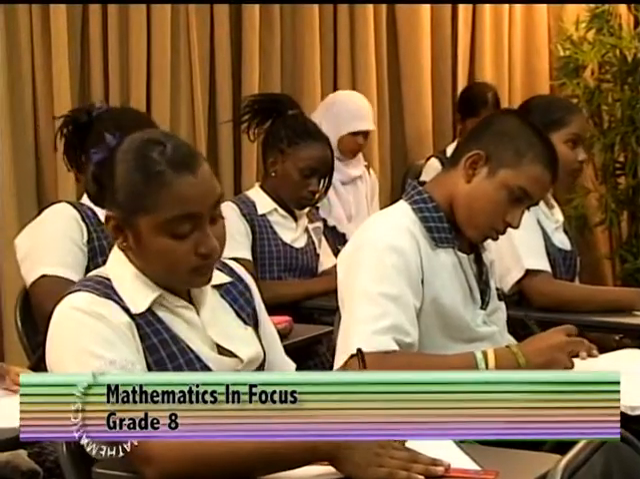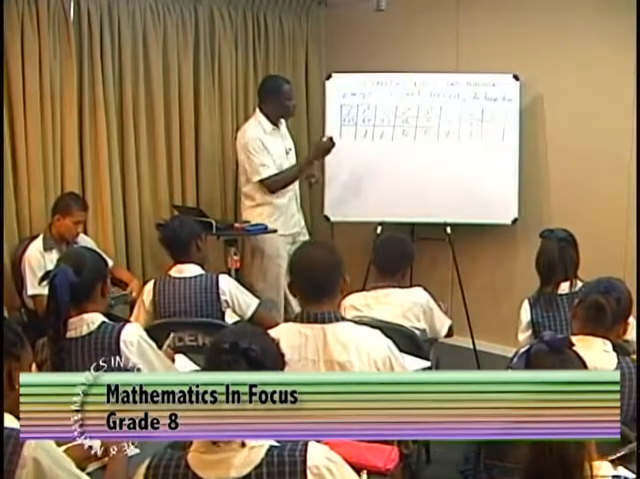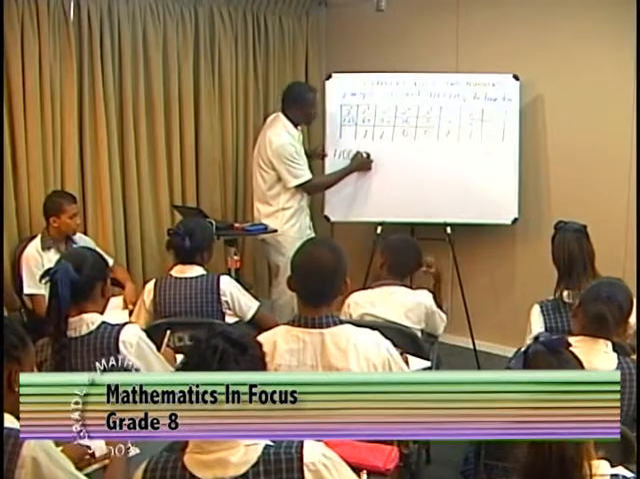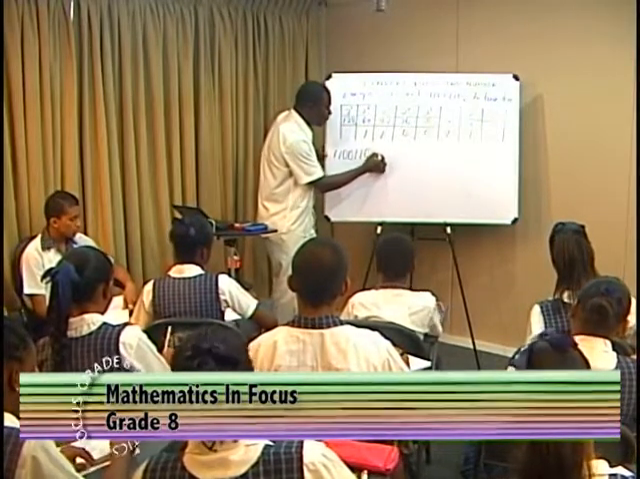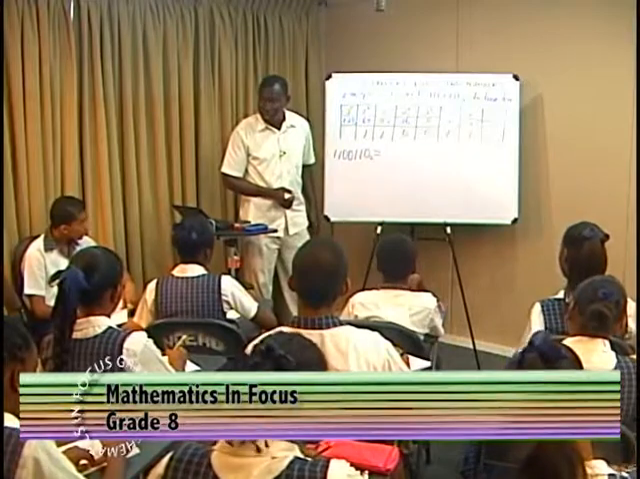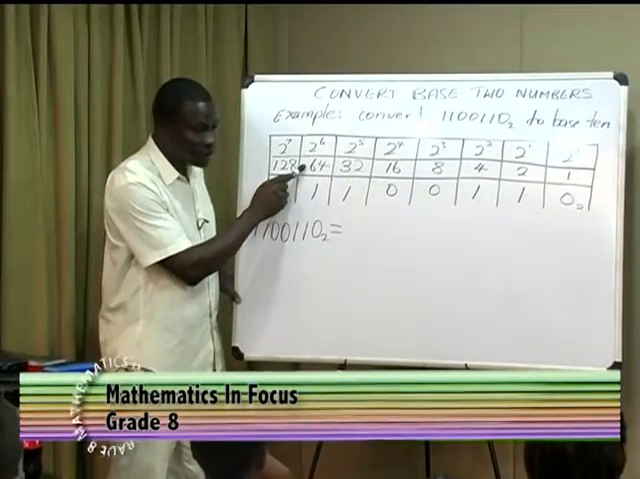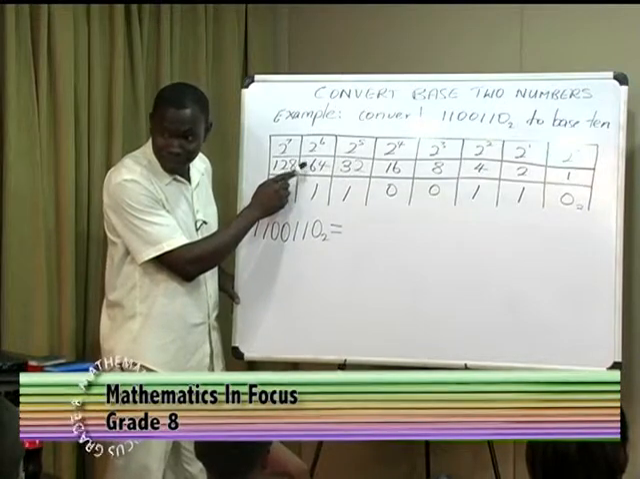This is done in a simple way. And the way in which it is done, we say that 1100110 base 2 is equal to, observe what the grid is showing to us. The grid is telling us we have 164. Can you see that? Yes.